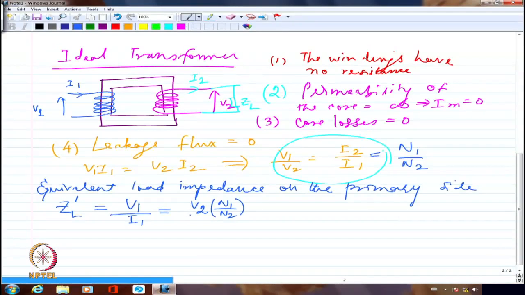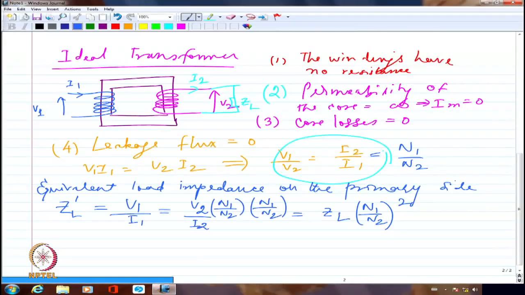Right? And similarly, I can write this I1 in terms of I2. So I should be able to write this as I1 equal to I2 divided by N1 by N2. So I can say I2 multiplied by again N1 by N2, I am taking it here. Right? Now V2 by I2 is actually my ZL. Right? That's what we wrote earlier. V2 by I2 is ZL. So I should be able to write ZL multiplied by N1 by N2, the whole square, will be ZL dash.